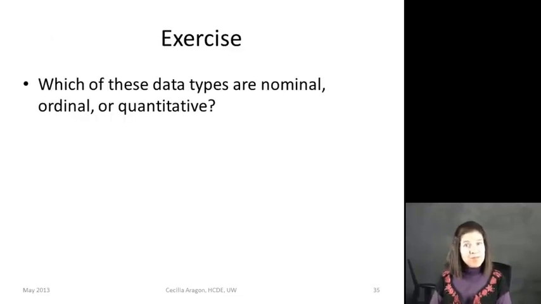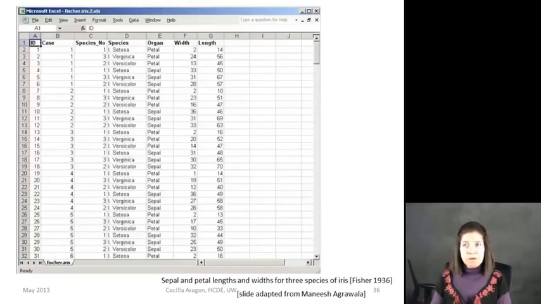All right, so that's the theory. Now let's put it into practice with an exercise. I'm going to show you a spreadsheet, and I'd like you to think about which of the columns in the spreadsheet are nominal, ordinal, or quantitative. So here we have a set of sepal and petal lengths and widths for 3 species of iris. The first column you have an ID number, then a case number, next a species number, then a species name, the organ, petal or sepal, the width and length of that organ in millimeters. So why don't you take some time and think about which of these are nominal, ordinal, and quantitative.